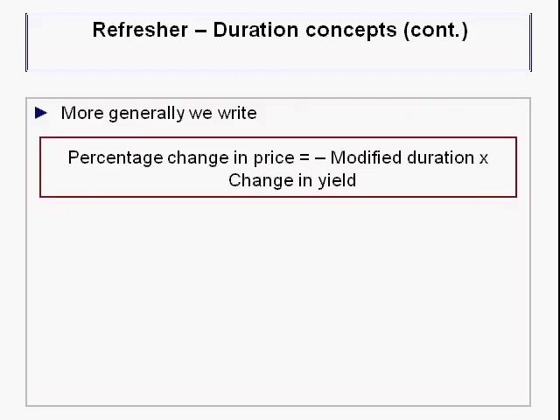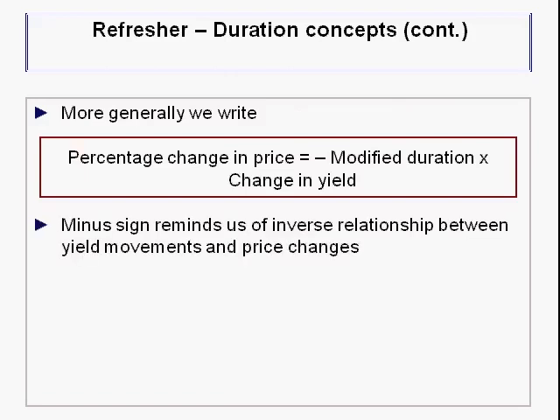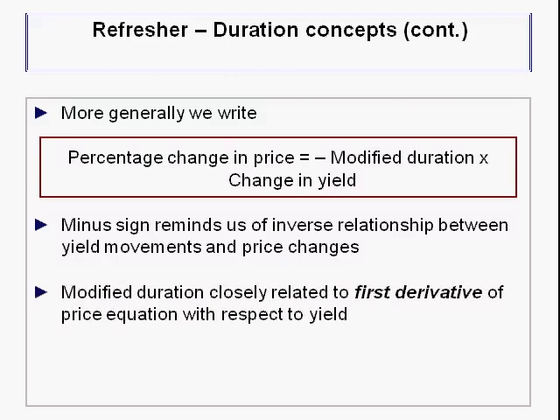More generally, we can write that the percentage change in price equals minus the modified duration times the change in yield, the minus sign reminding us that there is an inverse relationship between yield movements and price changes. Technically speaking, modified duration is closely related to the first derivative of the price equation with respect to yield.